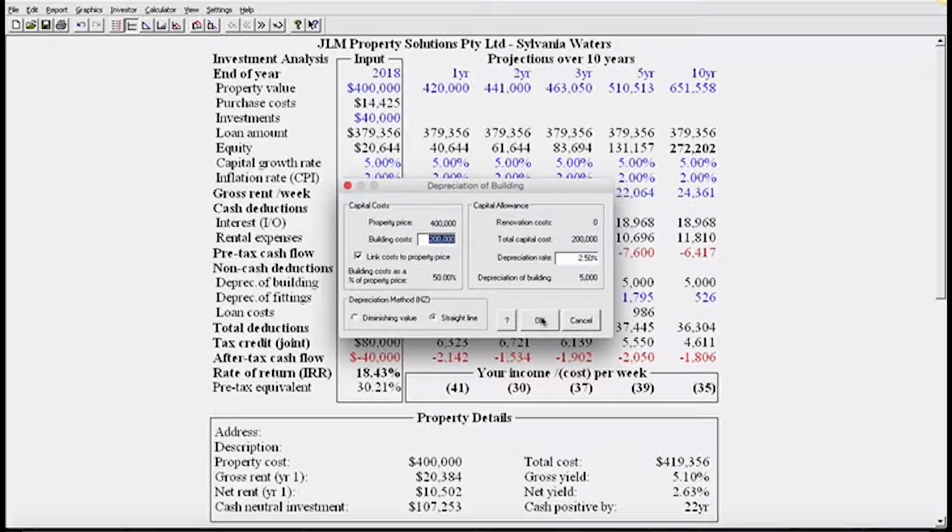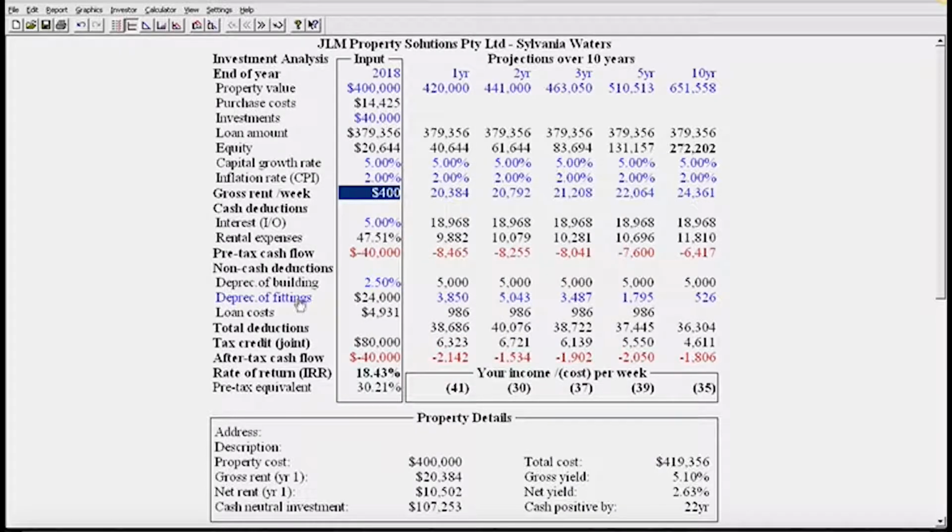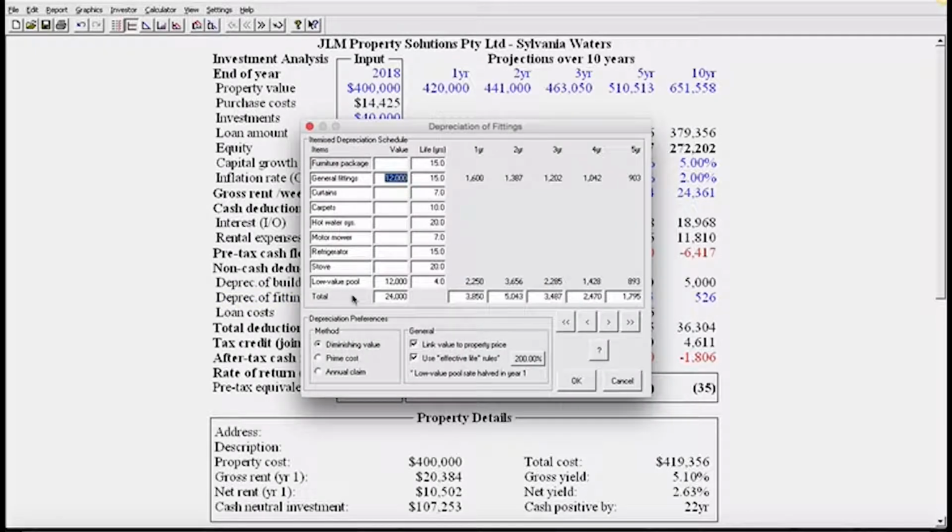So I hope that gives you a bit of background. Now, depreciation of fittings. In this case, the system's only picked up $24,000 worth of depreciation, as if it's an old property. So I'm going to be very conservative. If you have bought a brand new $400,000 unit, this figure here is more like $40,000. So what happens is your accountant is able to depreciate the internal fixtures and fittings, like the carpets and the curtains, over a 5-year period.